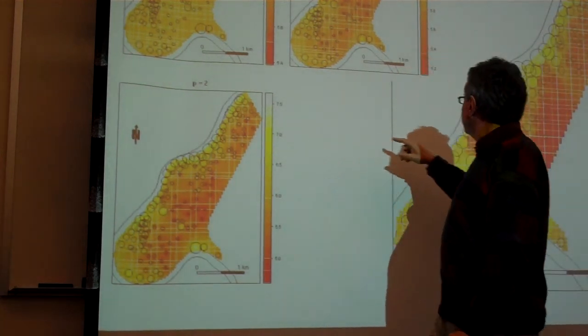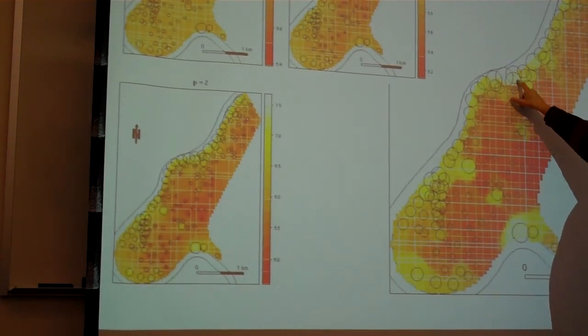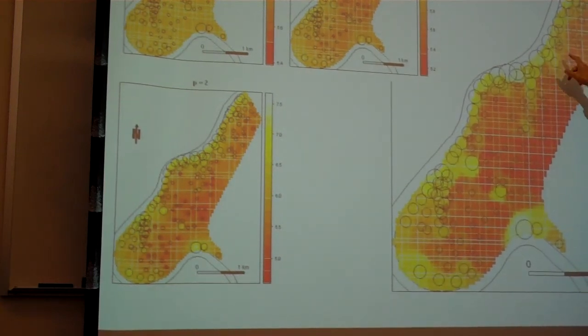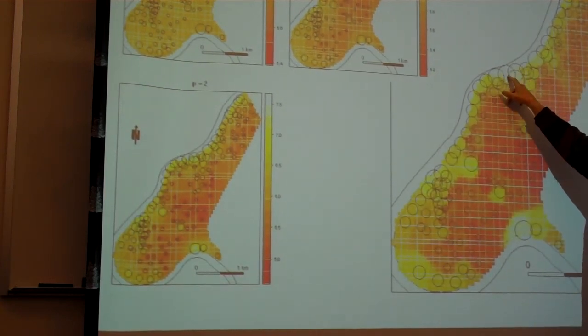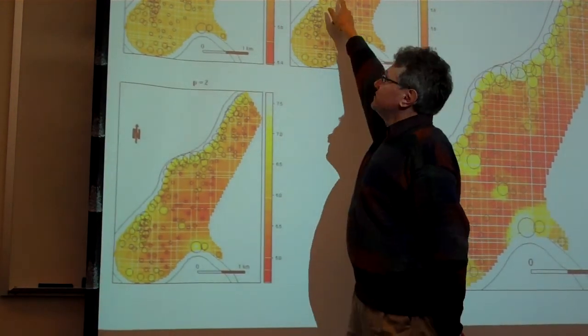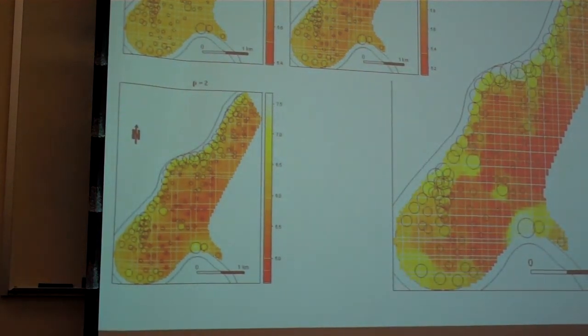And you can see that here we're actually getting predictions of 7 or 7.5, right? Almost white colors, which really don't appear in these other interpolation schemes. So how do we decide which of these is best?